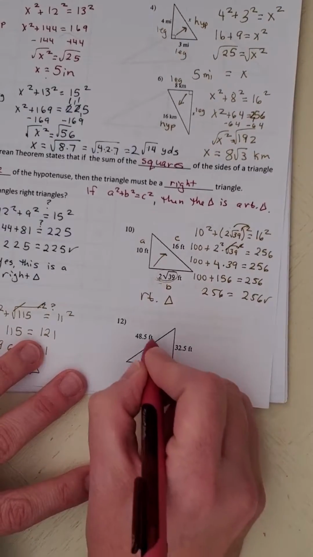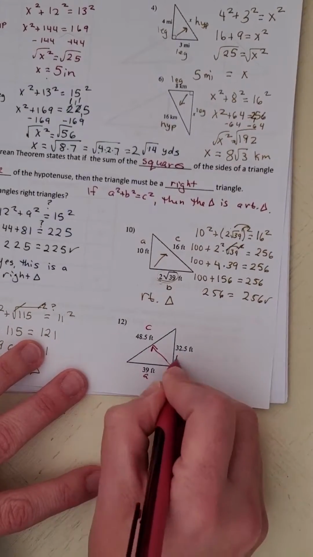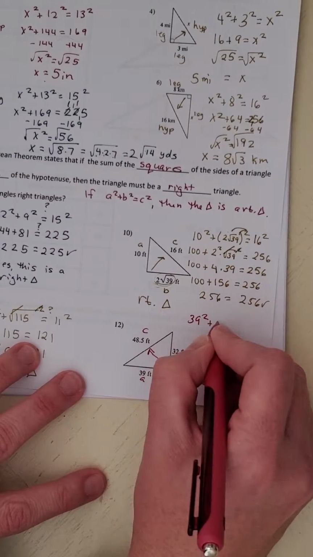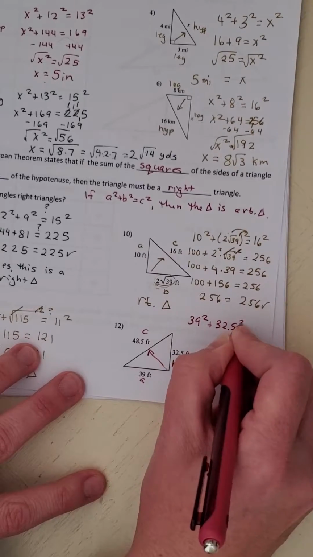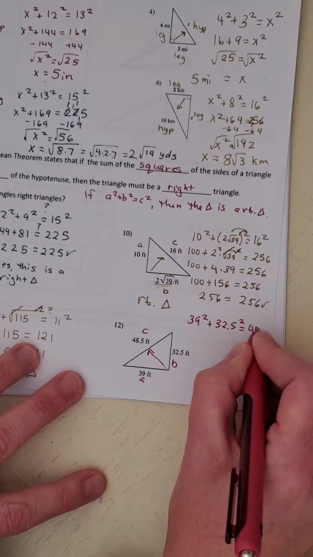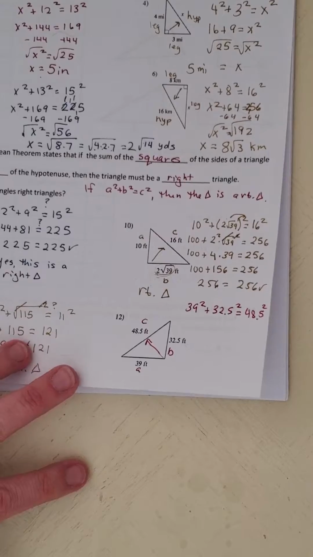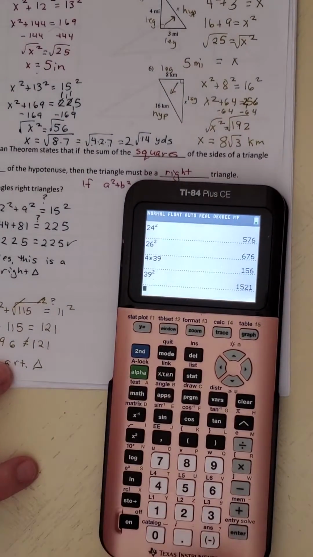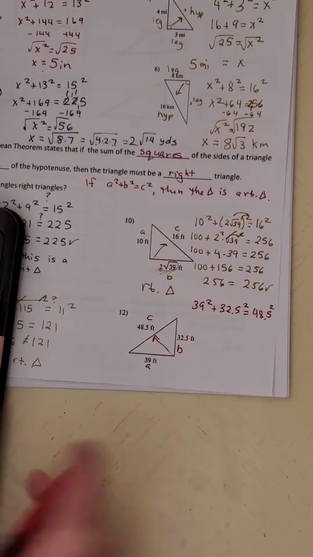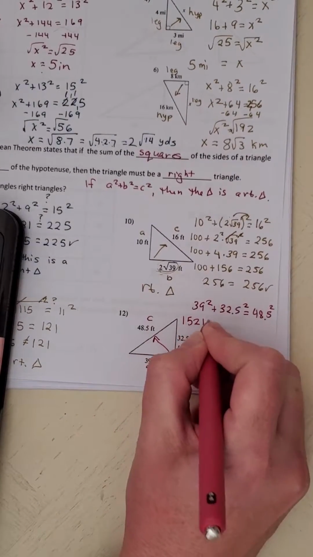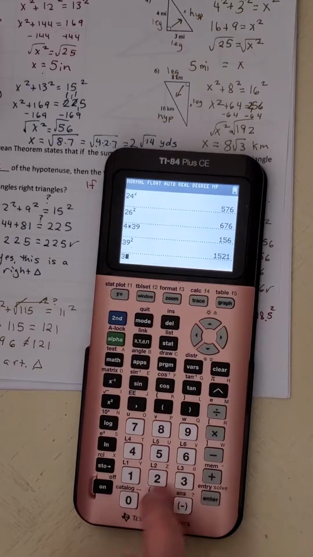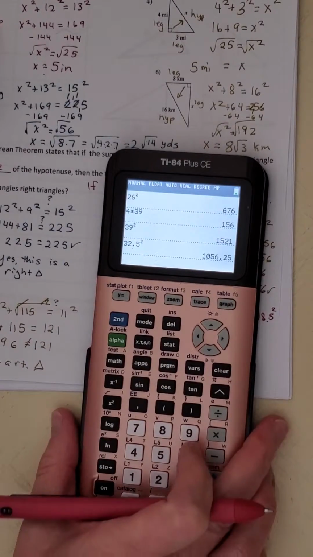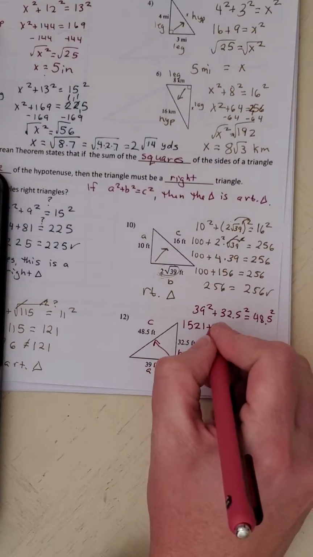If this is a right triangle, then this would be C, and A and B can be these two. So 39 squared plus 32.5 squared, does that equal 48.5 squared? I don't know 39 squared. I'm going to use my calculator. 39 squared is 1521 plus 32.5 squared is 1056.25.